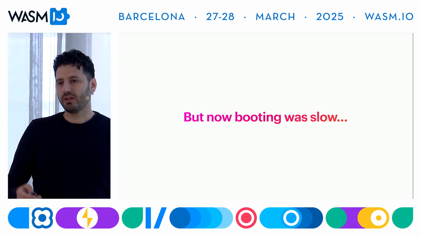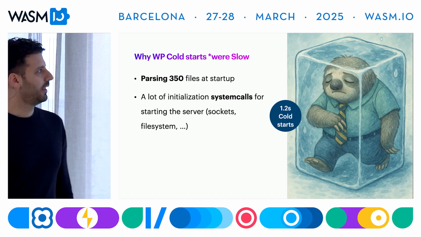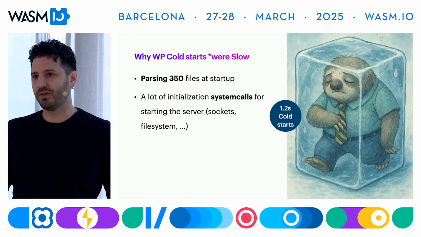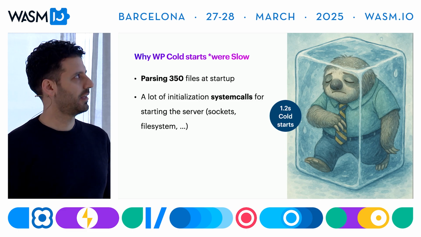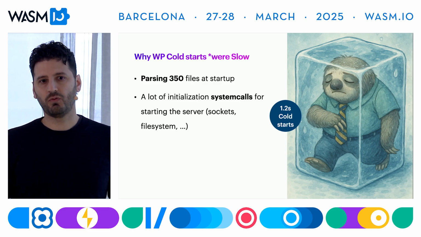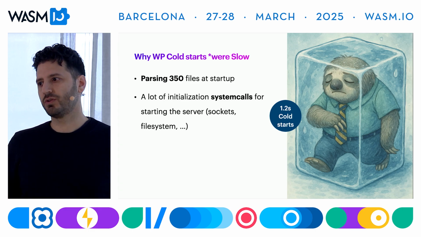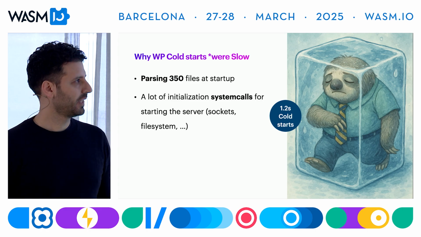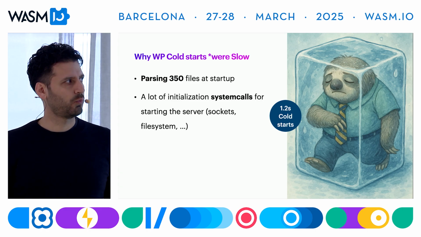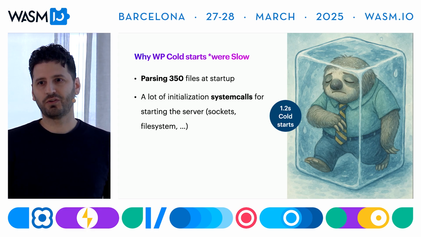So now that we got the runtime fast, we realized that boot time was slow. And why was boot time slow? Because WordPress actually parses 350 files at startup. Even when you use OPcache, there are still some operations that you need to do. And there are a lot of initialization system calls that WordPress needs to do in order to render the homepage. So we were seeing about 1.2 seconds of cold starts. This is just WordPress. Don't take into account any Wasm whatsoever.